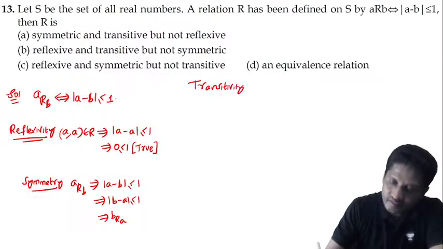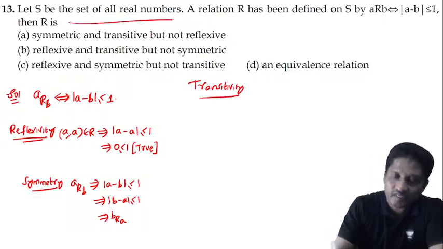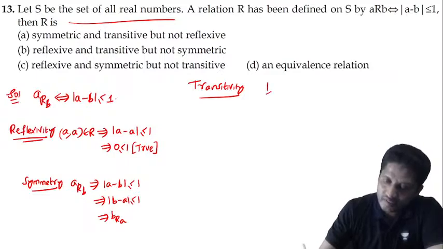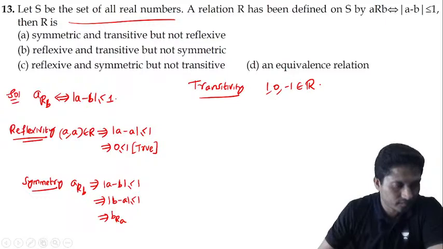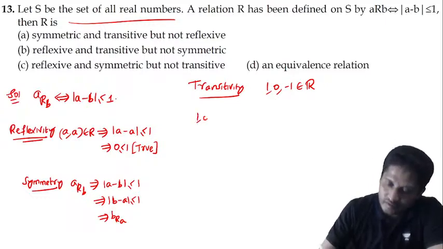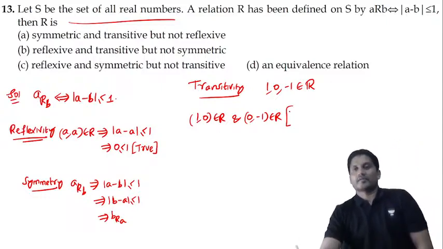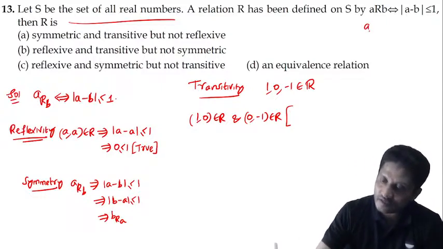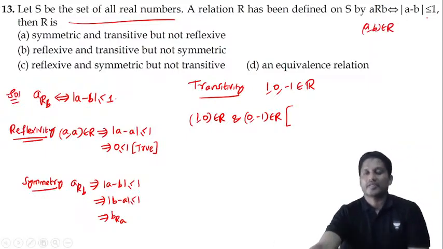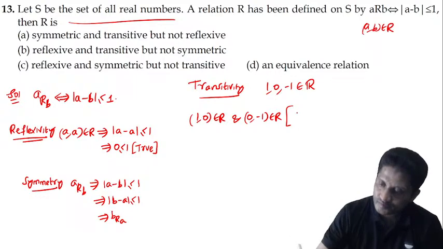Okay, transitivity. I'm going to take 3 real numbers on the set of real numbers. Let's say 1, 0 and minus 1 belong to R, the set of reals. If I take 1 comma 0 belongs to R and 0 comma minus 1 belongs to R, obviously this is true, right? Because A related to B is the same as A comma B belonging to R, if and only if modulus of A minus B is less than or equal to 1.